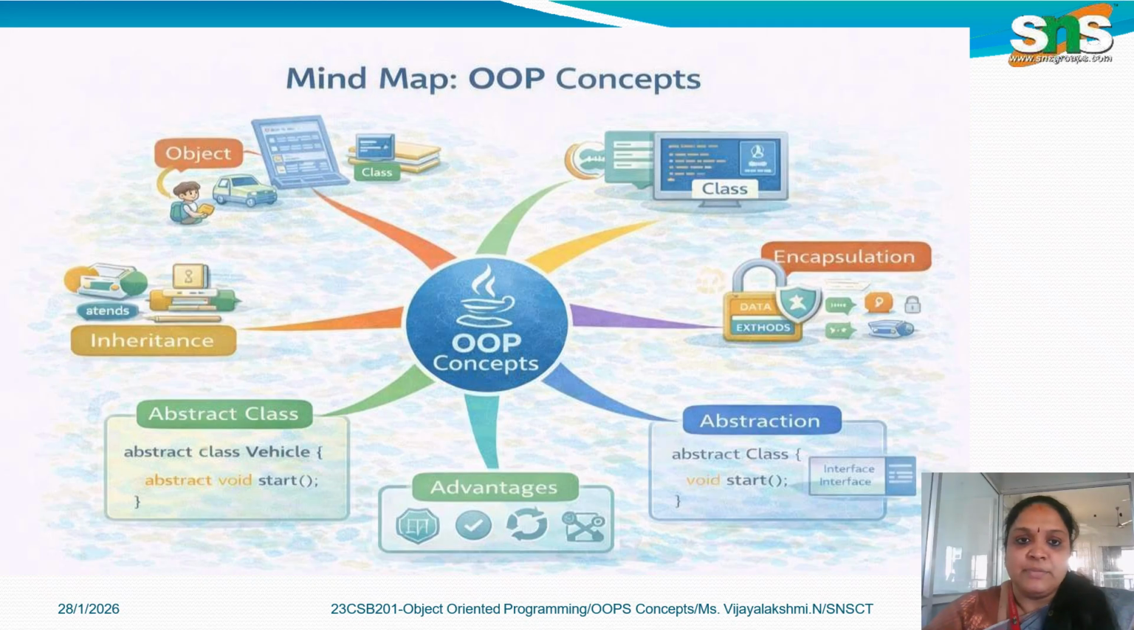This is the simple mind map for the concepts which I have explained now. Initially we have class, objects, inheritance, polymorphism, encapsulation and abstraction. The next topic we will see in the next video. Thank you.